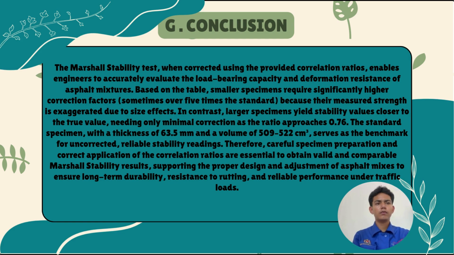In contrast, the larger specimens yield stability values closer to the true value, needing only minimal correction as the ratio approaches 0.76. The standard specimen with a thickness of 63.5 mm and a volume of 509 to 522 cm cube serves as the benchmark for uncorrected, reliable stability readings. Therefore, careful specimen preparation and correct application of the correlation ratios are essential to obtain valid and comparable Marshall stability results, supporting the proper design and adjustment of asphalt mixes to ensure long-term durability, resistance to rutting, and reliable performance under traffic loads.